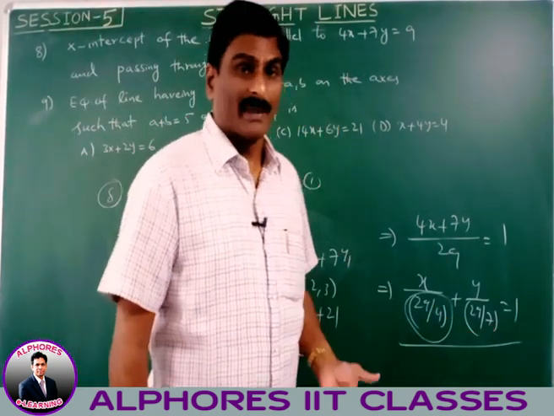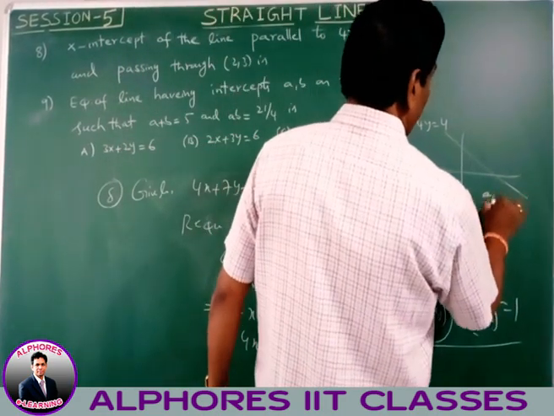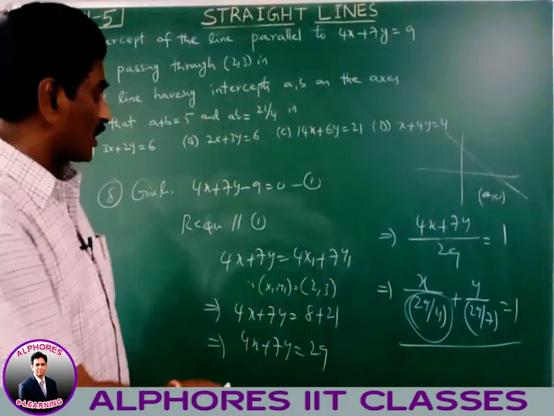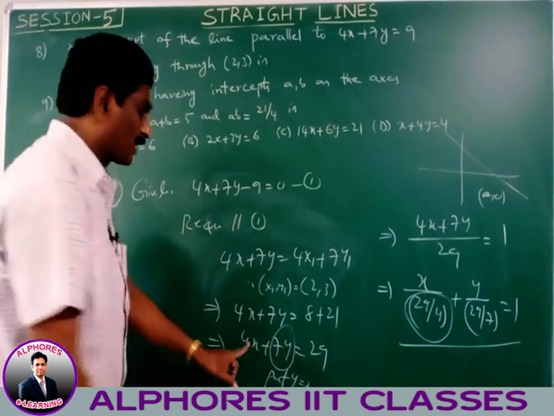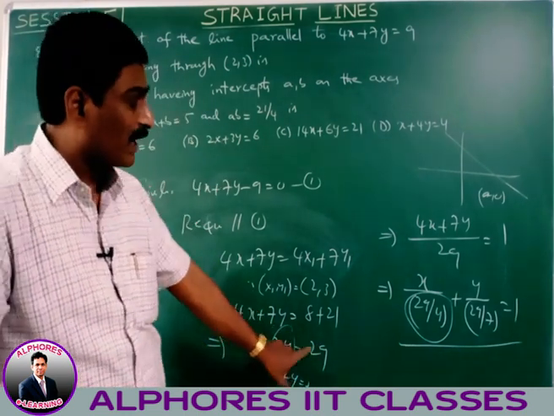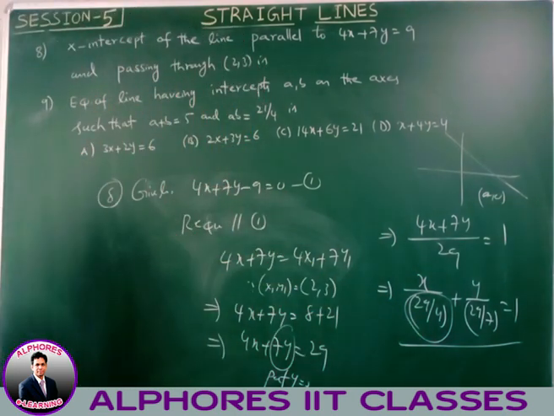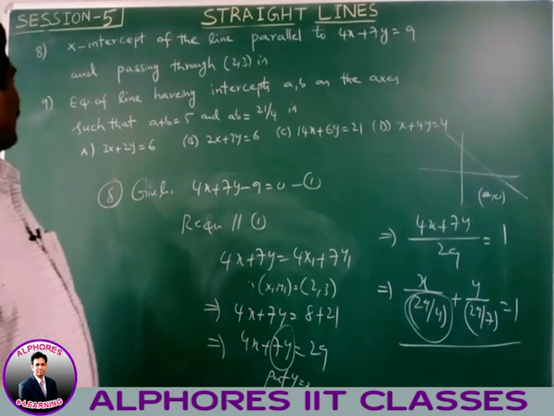Or alternative method. Suppose the line cuts the x-axis at (a, 0), then this a is said to be the x-intercept. For getting the x-intercept, put y = 0 in this equation. y = 0 means 4x = 29, x = 29/4. Okay. Please note that value. Next, ninth one.